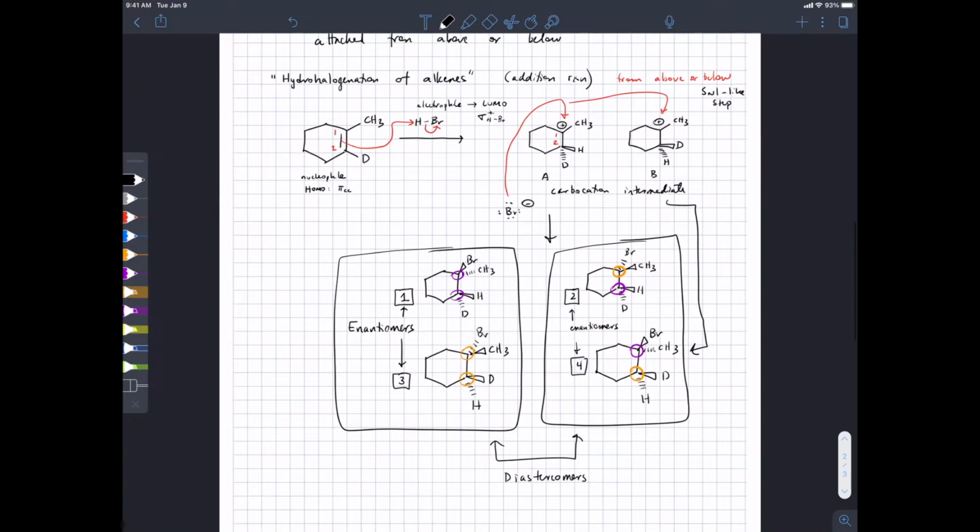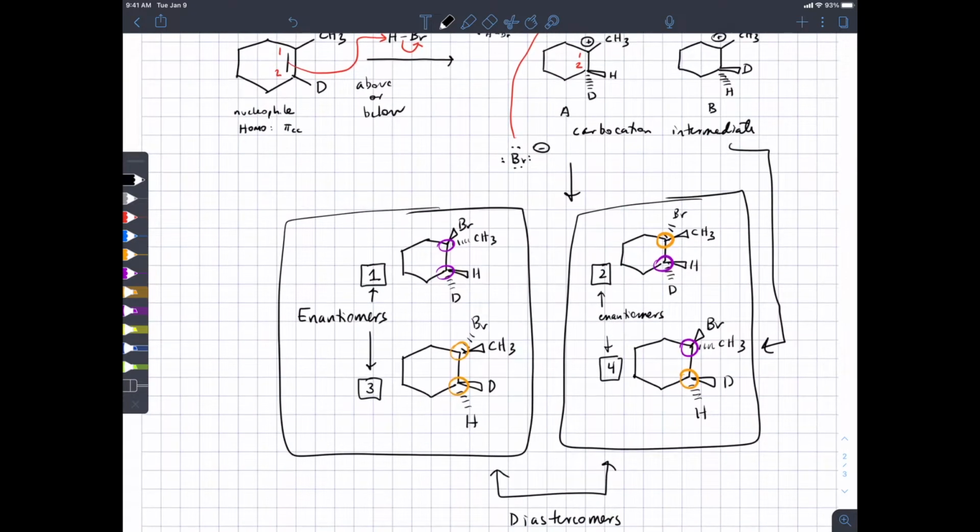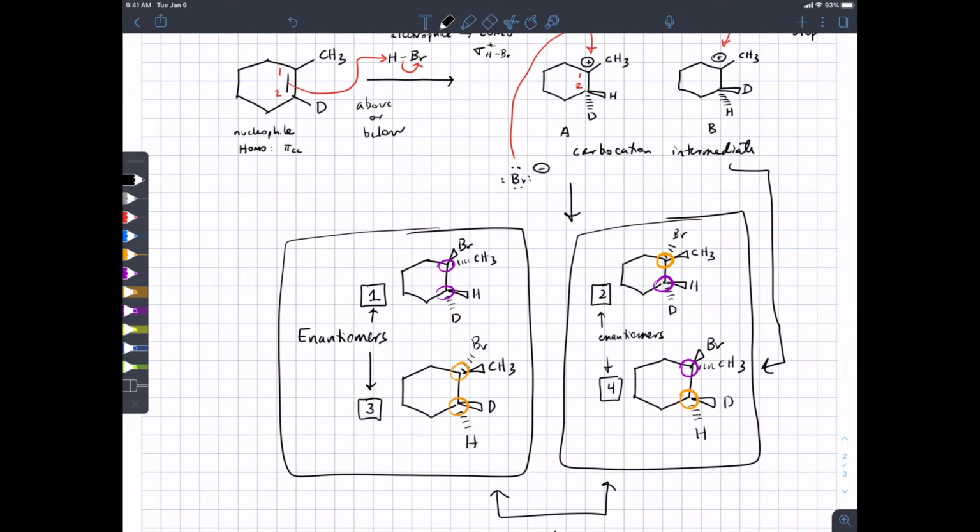Because in the first step, attack can occur from above or below, and then that same thing happens to the carbocation. Attack can occur from above or below. 2 options in the first step, 2 options in the second step. 2 times 2 is 4, 4 different possible products.